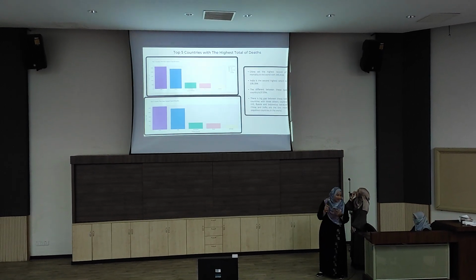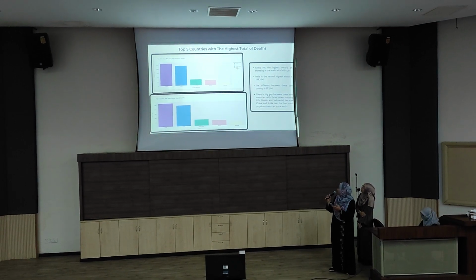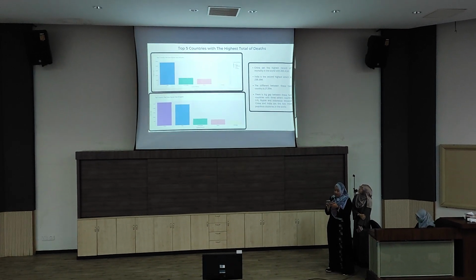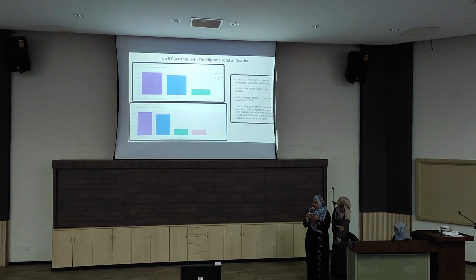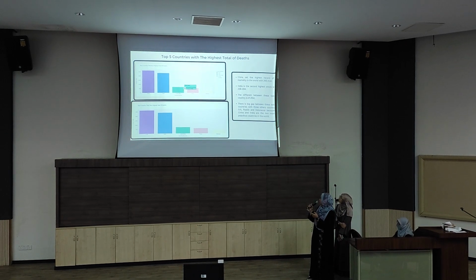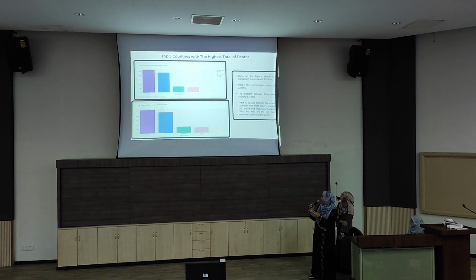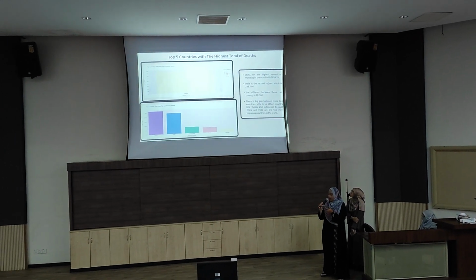And followed by United States, Russia, and Indonesia with 71.20 million, 59.59 million, and 44.05 million. Also, there's a big gap between China, India, and the other countries, because China and India are the two most populous countries in the world.